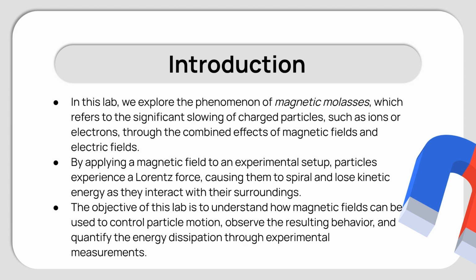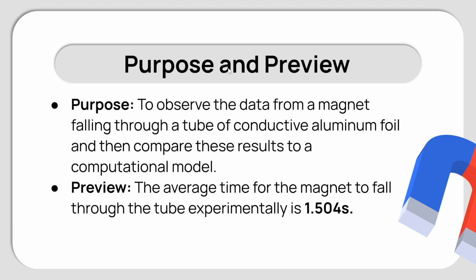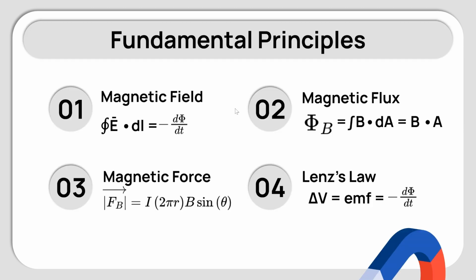The objective of this lab was to understand how magnetic fields can be used to control particle motion, observe the resulting behavior, and quantify the energy dissipation through experimental measurements. The purpose of this lab was to observe the data from a magnet falling through a tube of conductive aluminum foil and then compare these results to a computational model. The average time for the magnet to fall through our tube experimentally was 1.504 seconds.